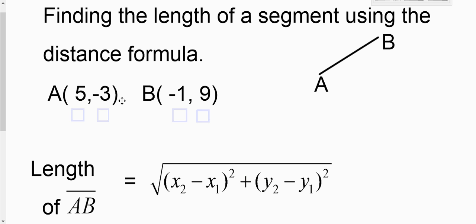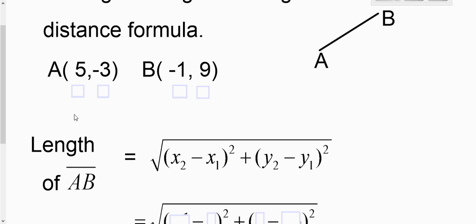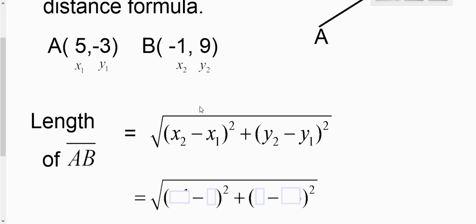So again, I've got those same examples from the midpoint problems. Point A has coordinates 5, -3, x and y. Point B, -1 and 9, and we're going to find the distance or the length of that segment that has these two endpoints. So again, I like labeling them. There's x1, that's y1, an x and a y. Then an x and a y in here, we'll label those with a 2, a subscript. And then here's our formula.